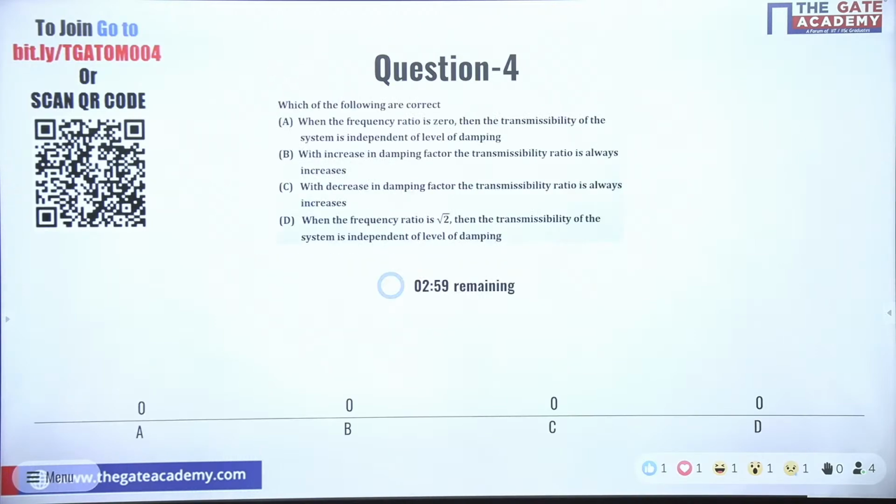And after this question, we can end this session. So it is basically about the transmissibility ratio. There is a graph of transmissibility ratio with respect to ω/ωn. Okay. So if you understood the graph, then only you can answer it. If you know the graph, then only you can answer this.